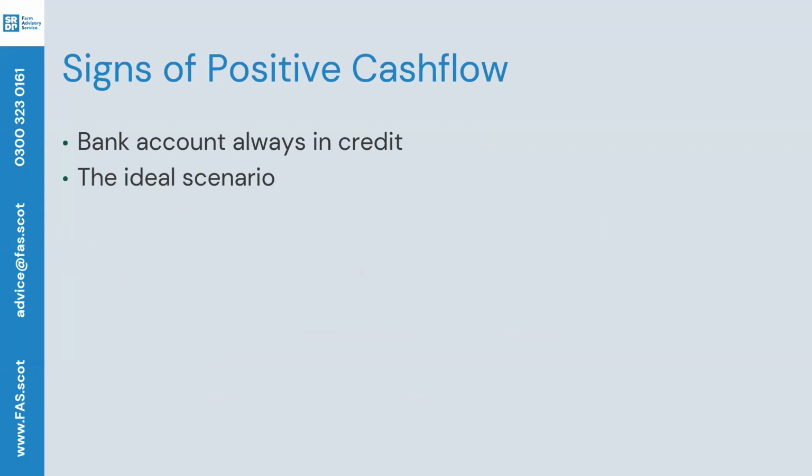Signs of a positive cash flow, over time, are quite easy to see. If your bank account's always in credit, if you're always in the black and you actually have money available for your business, that's the ideal scenario. And ideally, we're not necessarily looking for a cash position to always be increasing. Because if your cash position's always increasing, the question becomes, why is that cash sitting in a bank? Could you not be doing something better with that money rather than it just sitting there? It could be investing it, expanding your business, investing for growth, or whatever it is.